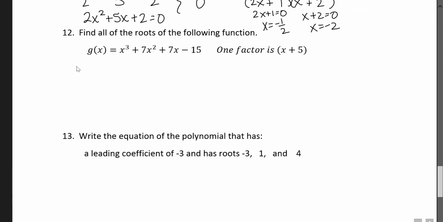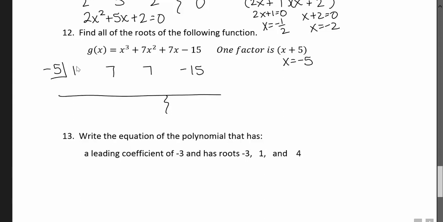So one factor is 5. So x equals -5. So -5 goes in my house. 1, 7, 7, -15. Okay, didn't miss any signs this time. So I bring down the 1, get -5, add I get 2, -10, add I get -3, add I get 15, and I get 0.